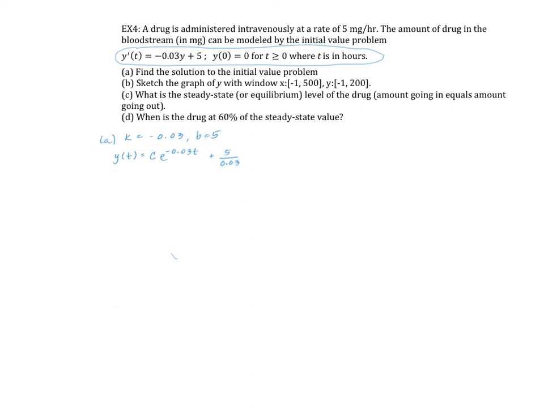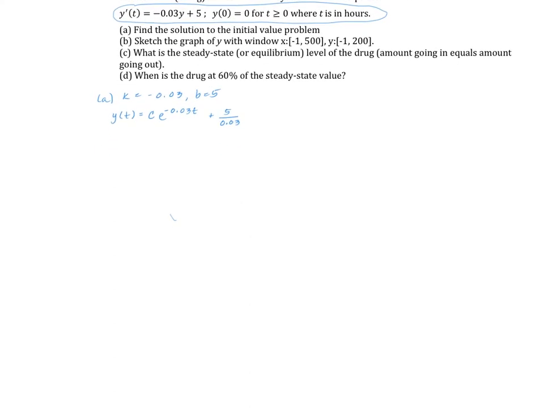Now I think I could write this in a better form: y of t equal to c e to the -0.03 t. I don't like the decimal in a fraction, so I'm just going to change this to 500 over 3.